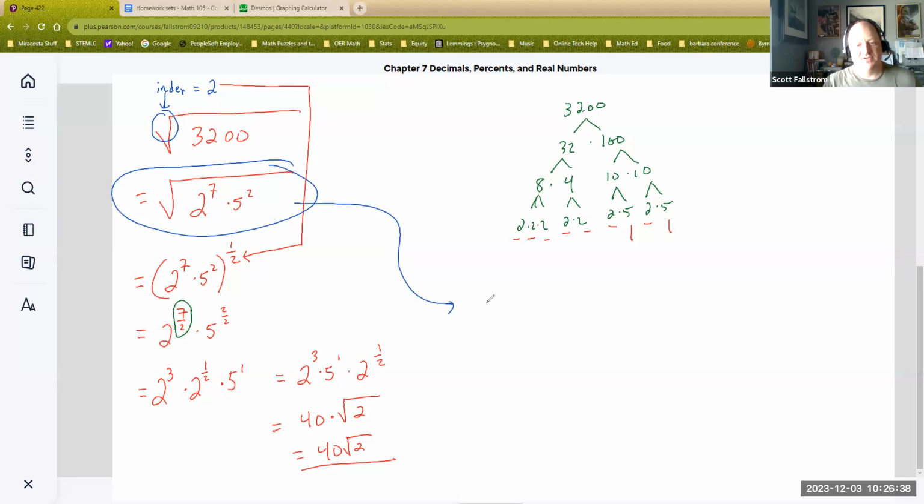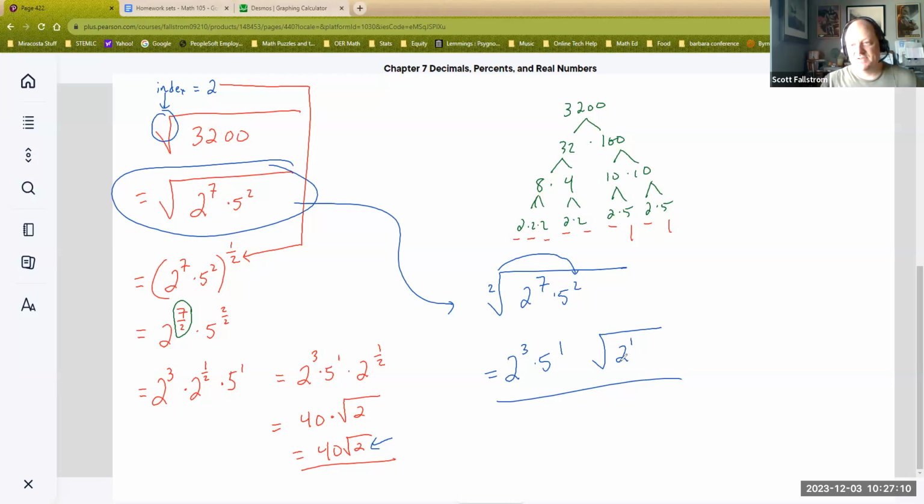So watch this. If I bring this over and I say, okay, I've got the prime factorization times 5 squared. My end result will be, because this is a 2, 2 goes into 7 3 times, and it leaves me a remainder of 1. So leave the remainder of 1 piece under the radical. You're going to get back to it anyway, just leave it under there. Then 2 goes into the exponent of 2 here 1 whole time, and there it is. There's your final answer. It's 8 times 5 times the square root of 2.